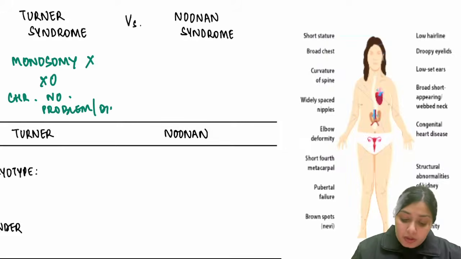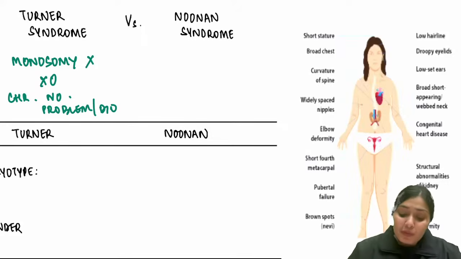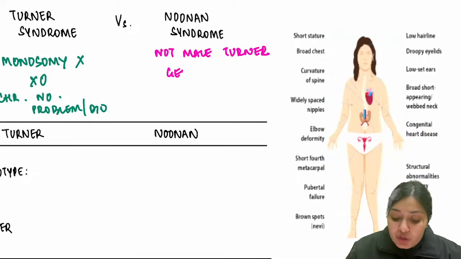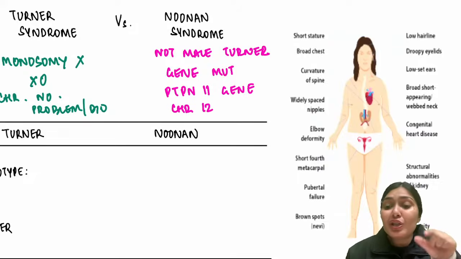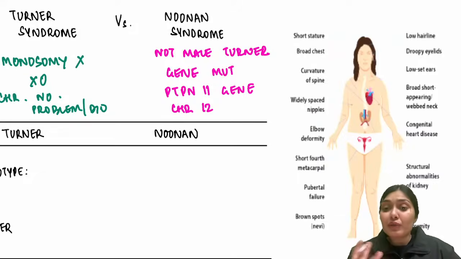This is a chromosome number disorder. On the other hand, what students confuse is Noonan syndrome. They say Noonan syndrome is male Turner's. So remember, Noonan syndrome is not male Turner's. What is Noonan? In Noonan, there is a gene mutation. Which gene mutation? PTPN11 gene mutation. This gene is on chromosome number 12. So this is a single gene disorder, not a chromosome number disorder. So it is definitely not a male Turner's. Though the facial features of Noonan's and Turner's are very similar, remember, Noonan is not male Turner's.